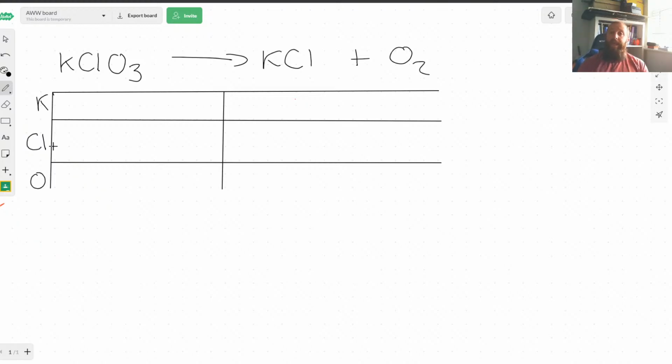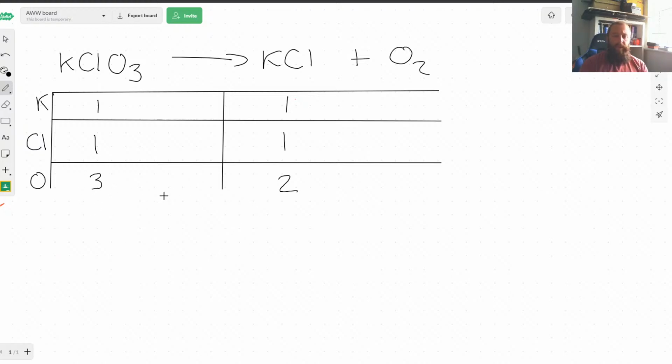But it's really important. In the same way as in English, if you don't put a capital at the start of a sentence and a full stop at the end, you would lose marks. In chemistry, it's the same. You must start each element with a capital letter. So if I add these up: 1 potassium, 1 chlorine, 3 oxygen. 1 potassium, 1 chlorine, 2 oxygen.